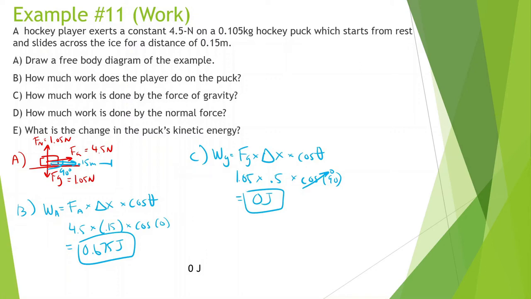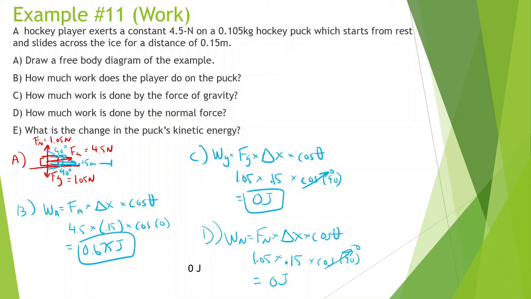All right, part D, how much work is done by the normal force? Work of normal force is equal to force normal times displacement times cosine of theta. Same thing, normal force is 1.05. Displacement is 0.15. And cosine, again, it's moving to the right but the normal force is straight up, so this angle is 90 degrees, meaning cosine is 0, and this whole thing becomes 0 joules.